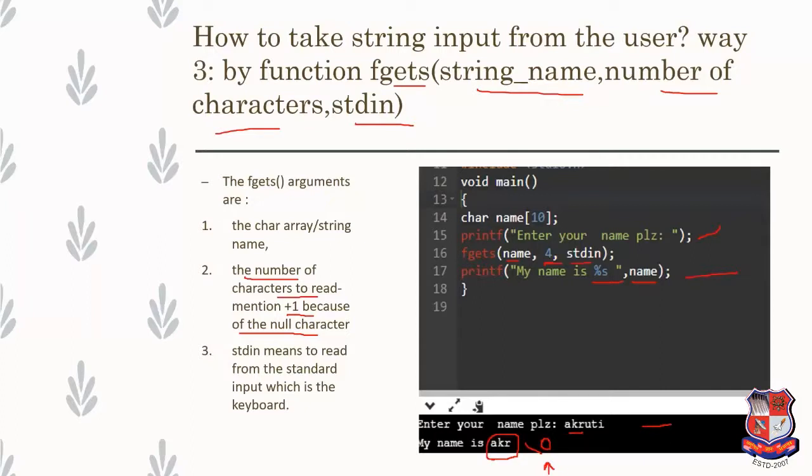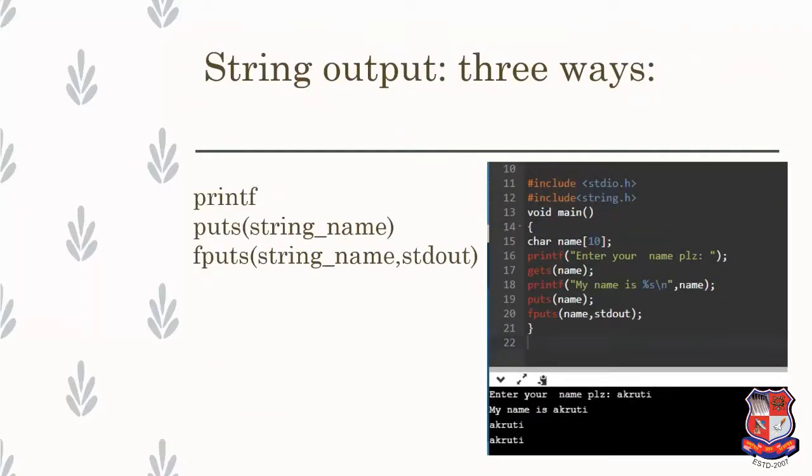Okay, so now the next one. Now we have seen the various ways of input. 3 ways are there. What was the first one? Simply the scanf function. Second one was the gets function. Third one was the fgets function. Now let us see how to get the output of a string. There are again 3 ways. First one is the printf function. Second one is puts. gets was for scanning, puts is for output. Third one is fputs, same as fgets. fgets was for input, fputs is for output.